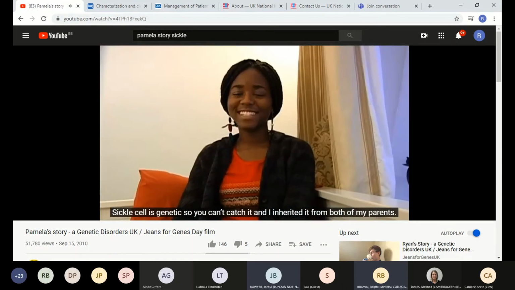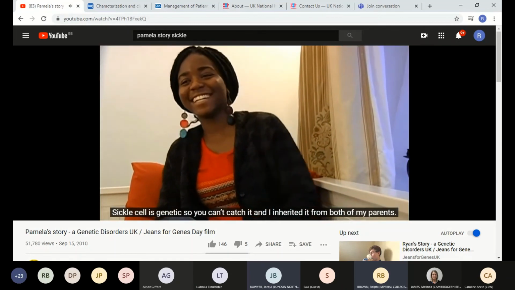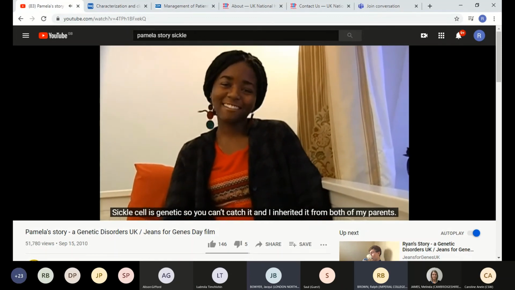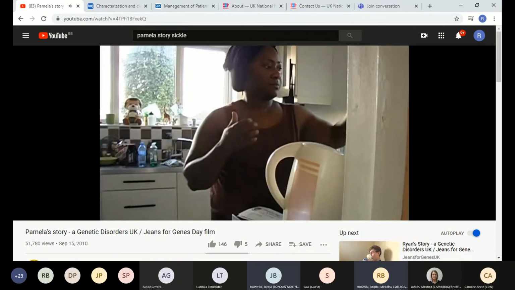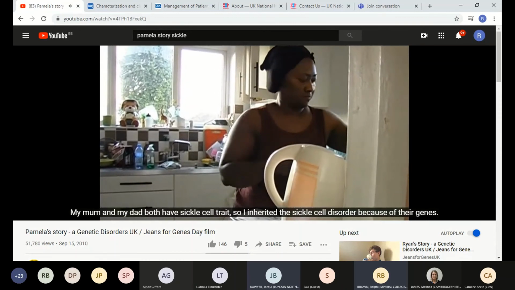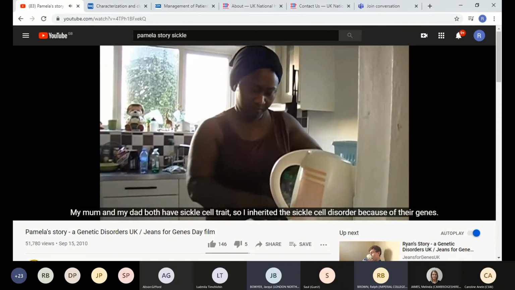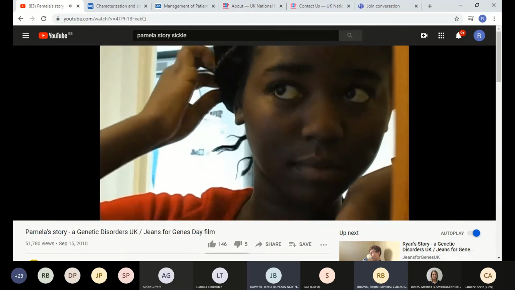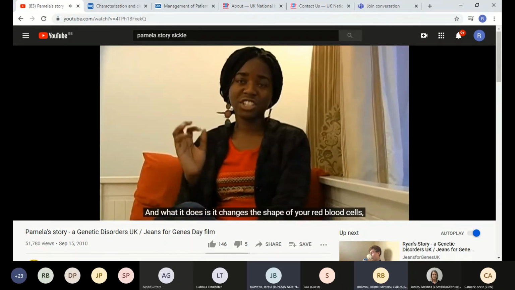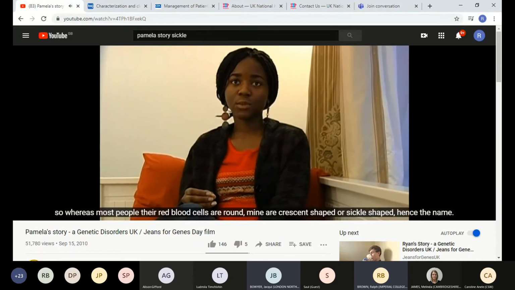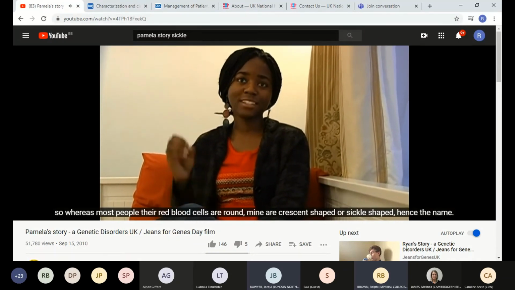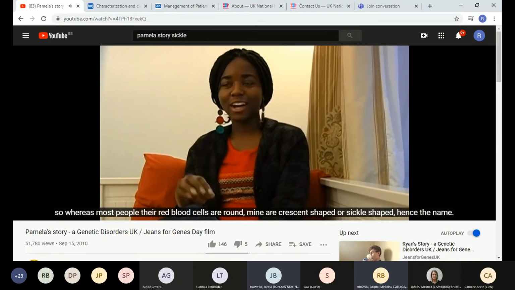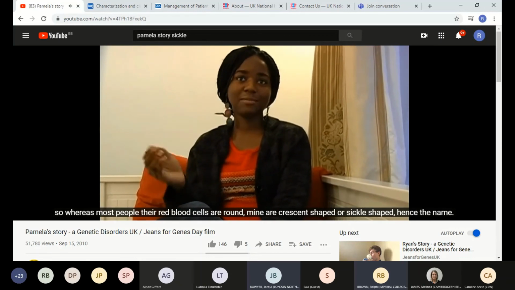Sickle cell, it's genetic, so you can't catch it. And I inherited it from both of my parents. My mum and my dad both have sickle cell trait. So I inherited sickle cell disorder because of their genes. And what it does is it changes the shape of your red blood cells. So whereas most people, their red blood cells are round, mine are crescent shaped or sickle shaped.